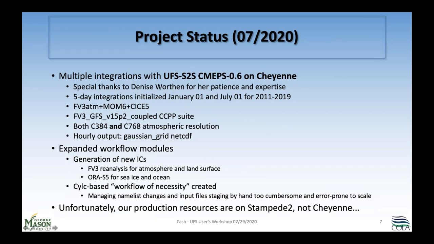We have now made multiple integrations using, again, S2S. Now we're on the CMEPS 0.6 tag on Cheyenne. Special thanks to Denise for her patience and expertise in getting us running there. We made a set of 5-day integrations, initialized in January and July for the period 2011 to 2019. In this configuration, we're using CCPP. And we managed to do it at both 384 and 768 atmospheric resolution, which I think is new for the S2S. I don't think that had been done before.